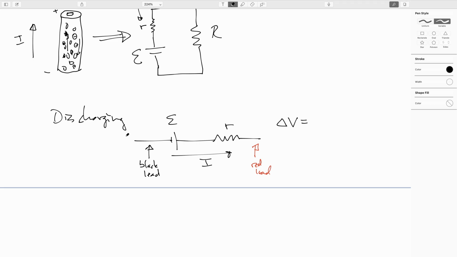So delta V would be, if we assign the black lead to be 0, what we get? We increase by the battery EMF, and then we decrease by I times little r. And so this will end up being the terminal voltage, which is what a voltmeter would read. So this is the voltage at the red lead minus the voltage at the black lead. This is the number that a voltmeter would read. And you'll see that it'll be less than the battery EMF.